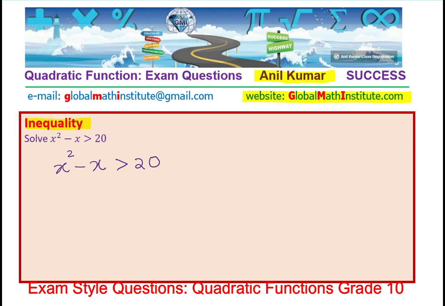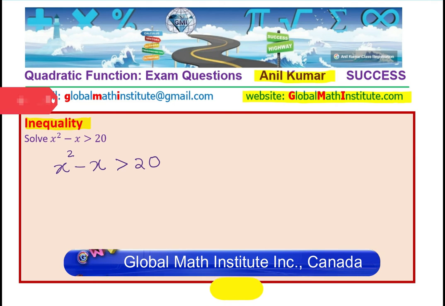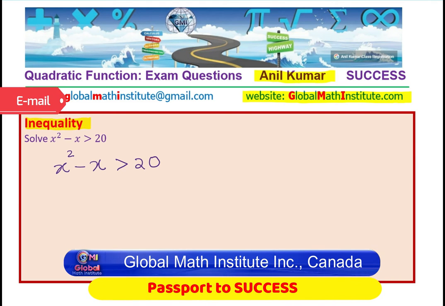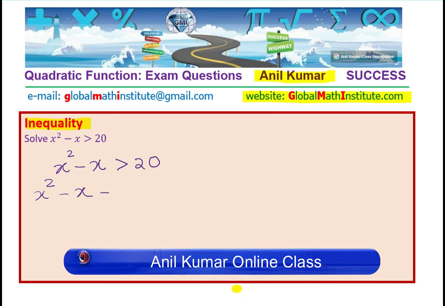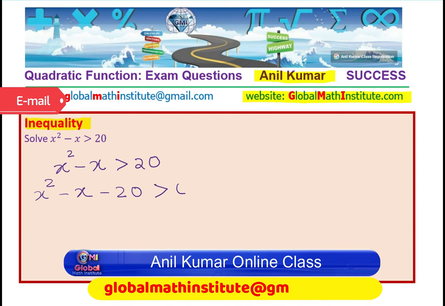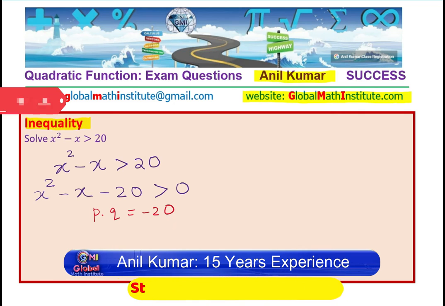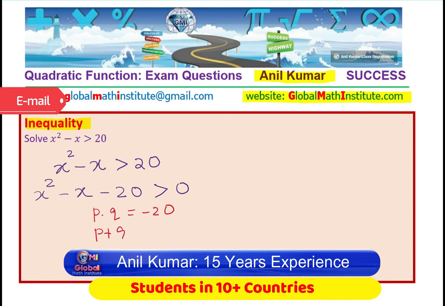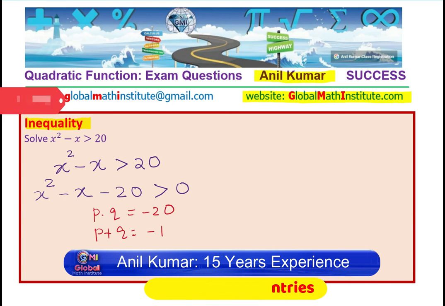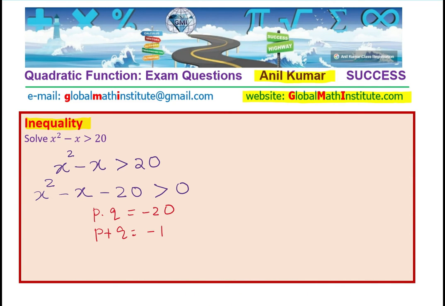So, let me now take the solution of our question number 6, x squared minus x greater than 20. Let us bring all the terms to the left hand side. Then we get x squared minus x minus 20 greater than 0. You can now factor it using product and sum. The product of the two numbers we're looking for, let's say p times q, should be minus 20, and the sum should be minus 1. That gives you 4 and 5 as the numbers, the bigger number being negative.